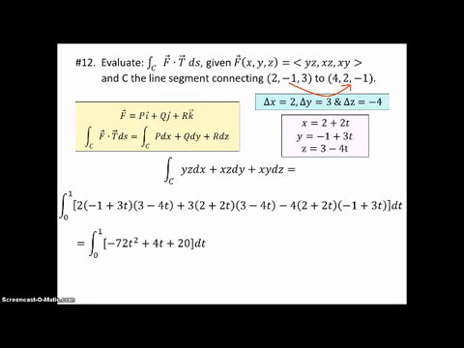And so then now the hard part's over. That's very easy to integrate. And so we integrate that integrand and evaluate from 1 to 0, and that gives us an answer of -2.